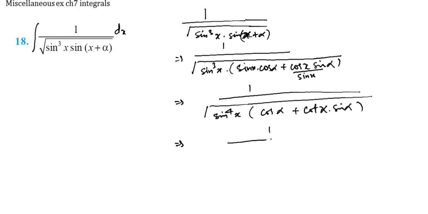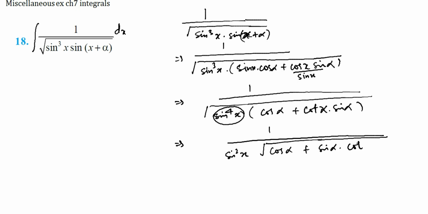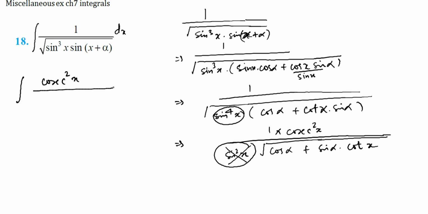So this will be equal to 1 upon, the sin x is taken outside the root, and I am going to get sin square x under root of cos alpha plus sin alpha into cot x. So instead of this integral, I am going to write, and one thing more, this sin square x I am going to rewrite as cosec square x. So instead of integrating 1 upon root of sin cube x into sin of (x plus alpha), I am going to integrate cosec square x upon root of cos alpha plus sin alpha into cot x.